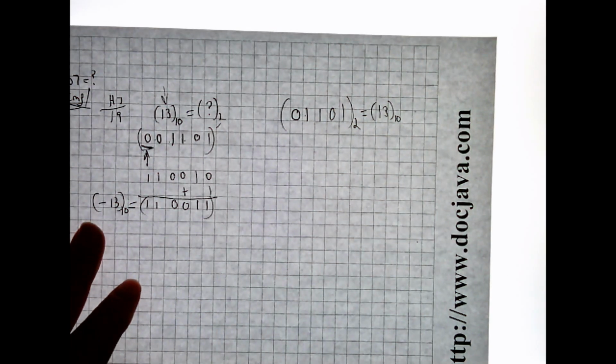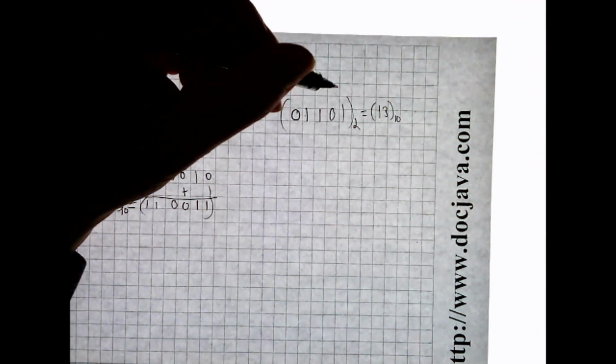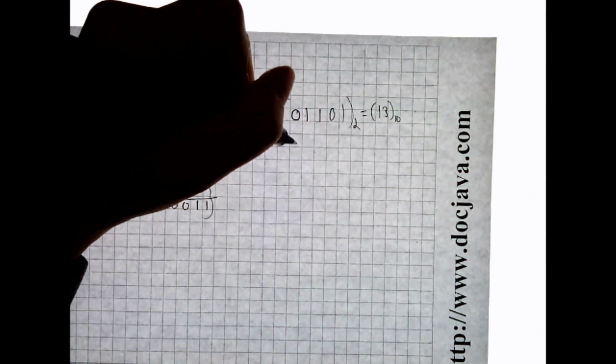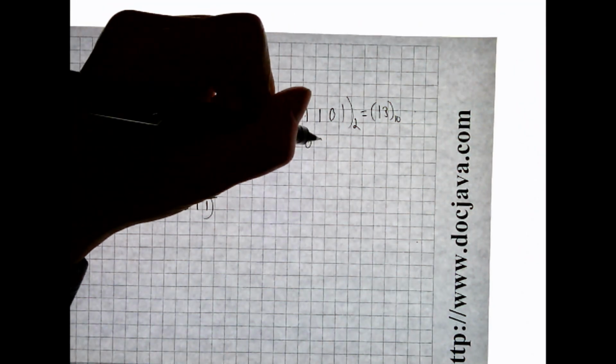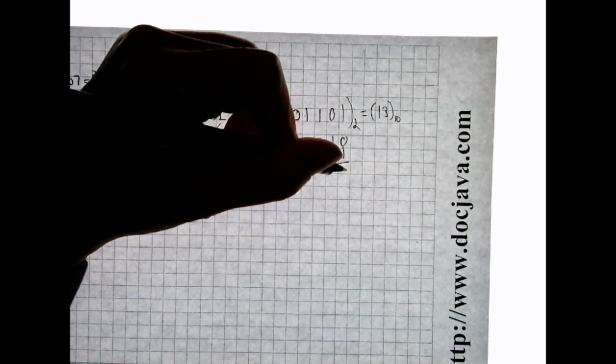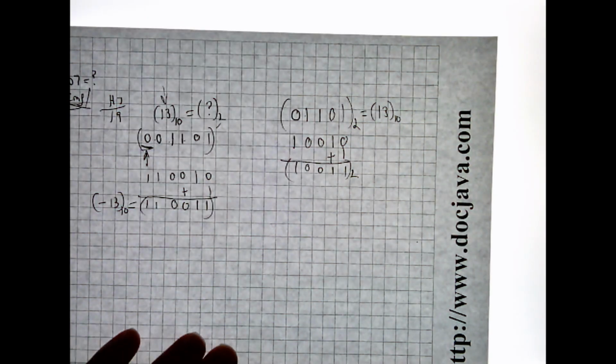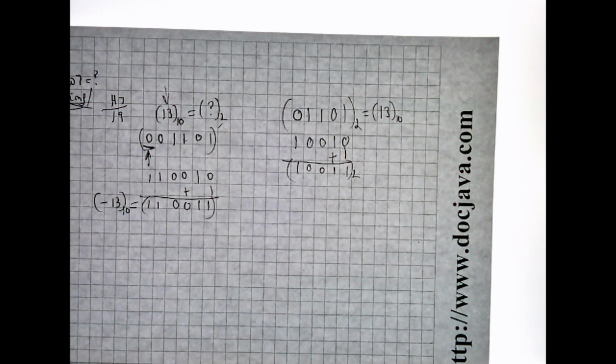Everybody kind of see that? So now we want the 2's complement binary representation of decimal number minus 13. So now I've got to do 1's complement, add 1, and that gives me an answer. Everybody sort of see that one?